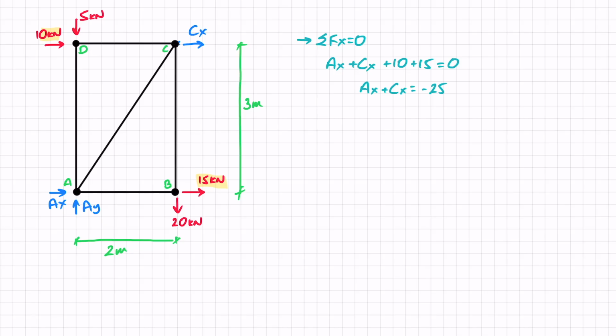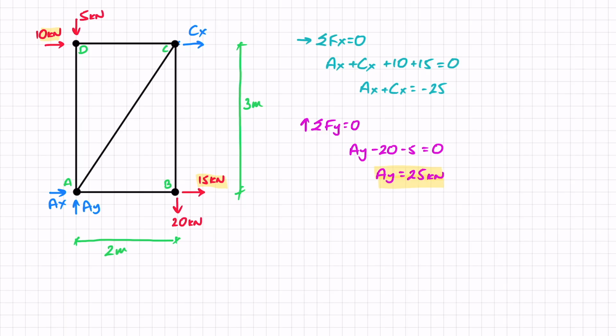Let's have a look at the sum of forces in Y. So if I do sum of forces in Y equals 0, with this being my positive direction, I've got AY, so only one unknown. And then if I go to B, I can see that I've got minus 20. If I go to C, I can see that there are no other forces in the Y direction. And at D, I've got minus 5. All that has to equal 0 for it to be in equilibrium. So here I can straight away find AY. You can see that it is 25 kilonewtons.